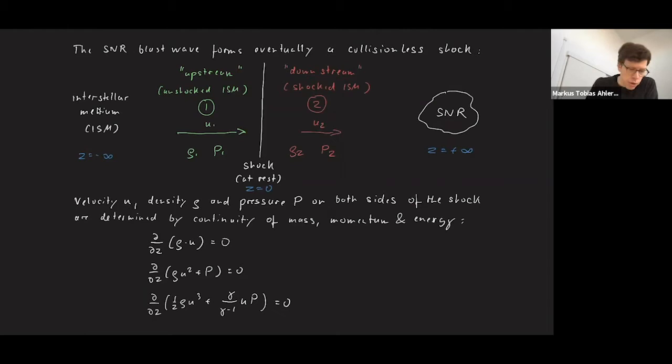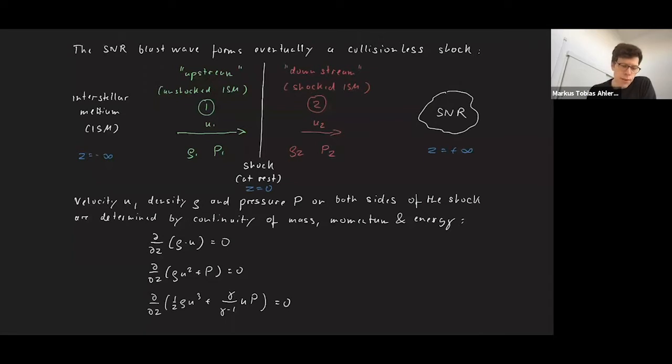And so here in this sketch, I have tried to set up my coordinate system for our calculation. You have the supernova remnant on the right-hand side here at z equal infinity, and you have the interstellar medium on the left-hand side at z equal minus infinity. We have chosen a coordinate system where the shock between the interstellar medium and the shocked material is fixed at z equals 0. So we are choosing a coordinate system that is moving with the shock and keeping the shock at rest at z equals 0.